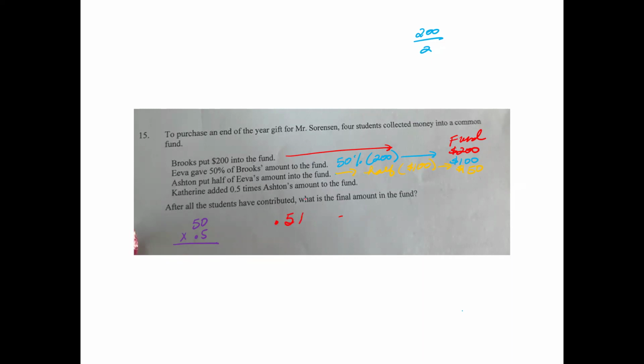0.5, if you convert it to a percentage, means you have to go 1, 2 spaces to the right. So if I go 1, 2 to the right, wouldn't that equal 50%? Right? So then what is 50%? How much did Ashton give? $50, right? So Catherine gave 50% of $50. 100% is $50. What's half of $50? 25. Okay, so let's add everything together. 200, 100, 50, 25. What would you get?